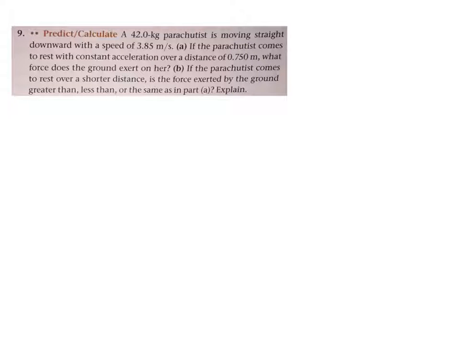Chapter 5, Number 9. A 42-kilogram parachutist is moving straight downward with a speed of 3.85 meters per second. If the parachutist comes to rest with constant acceleration over a distance of 0.75 meters, what force does the ground exert on her? If the parachutist comes to rest over a shorter distance, is the force exerted by the ground greater than, less than, or the same as in Part A?